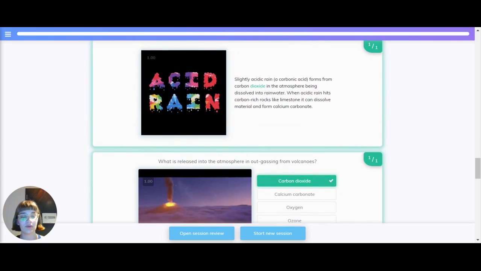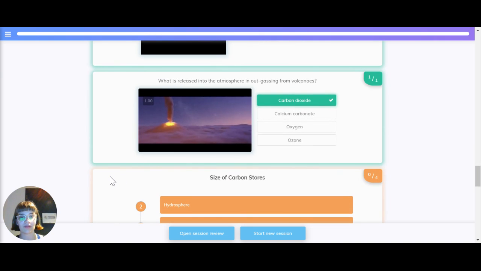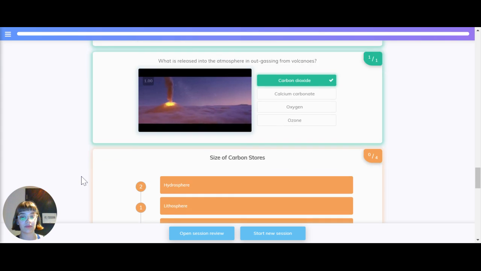So slightly acidic rain, which is a carbonic acid, forms from carbon dioxide in the atmosphere being dissolved into rainwater. And when this hits carbon-rich rocks like limestone, it can dissolve material and form calcium carbonate. Which gas is released in the atmosphere in outgassing of volcanoes? This is carbon dioxide.